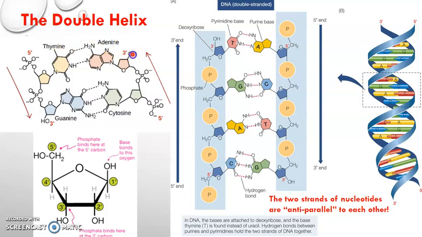Now, lastly, what I want to bring to your attention with the structure, because this is going to help us understand DNA replication a little bit better later on, is that the two sides of DNA run anti-parallel to each other. So again, parallel means right next to each other, right? But in order to have the bases bind together, you have to change the direction in which the nucleotides run.